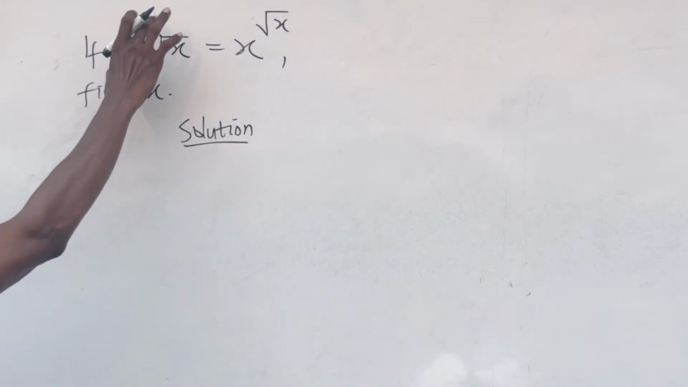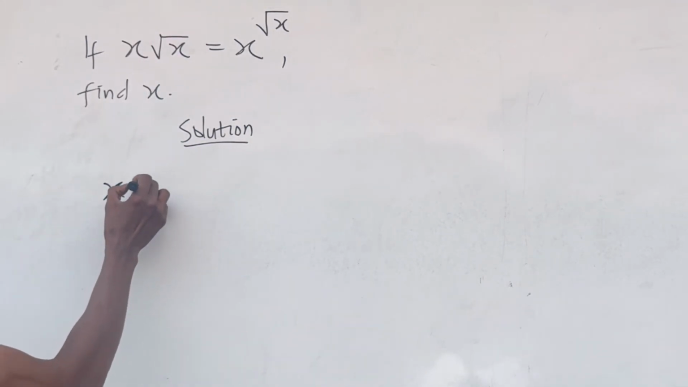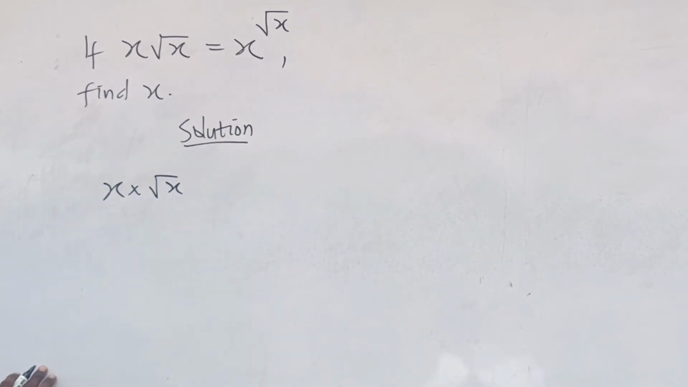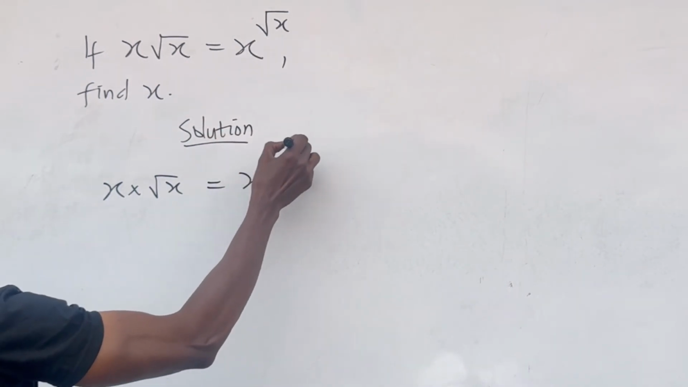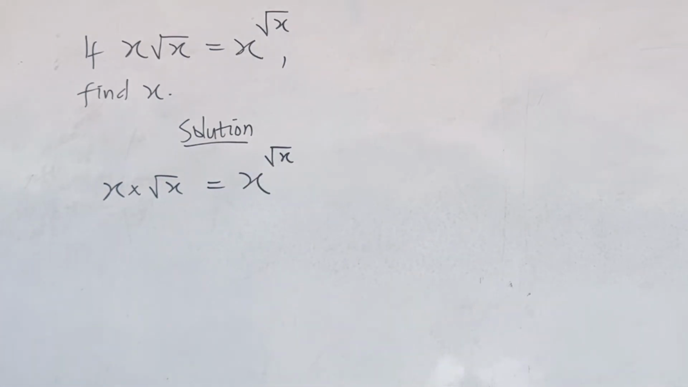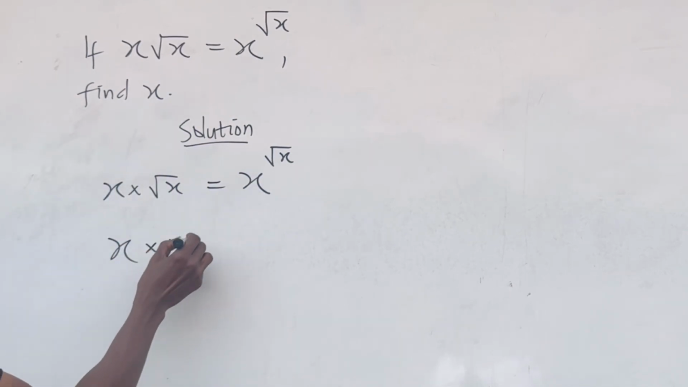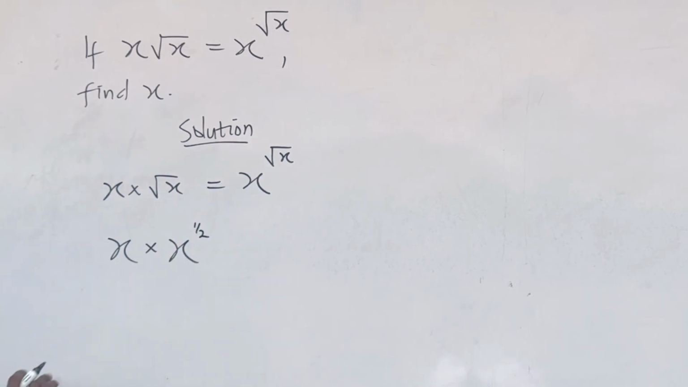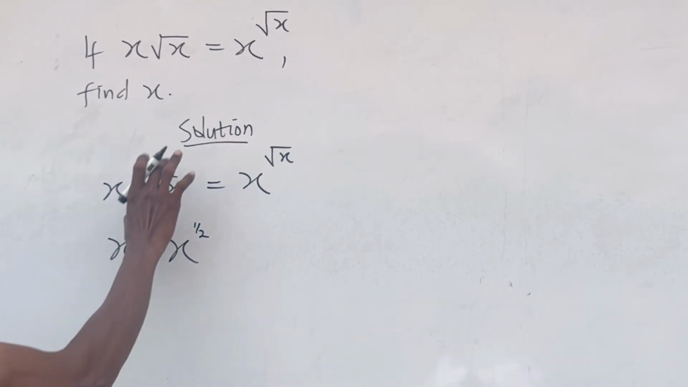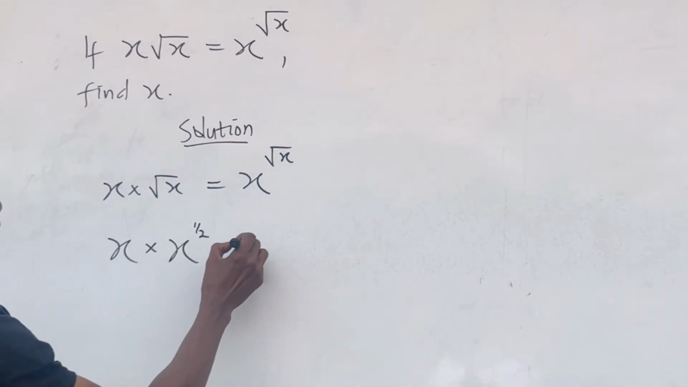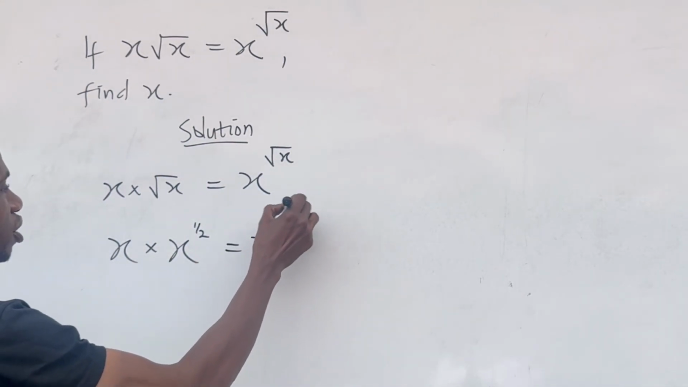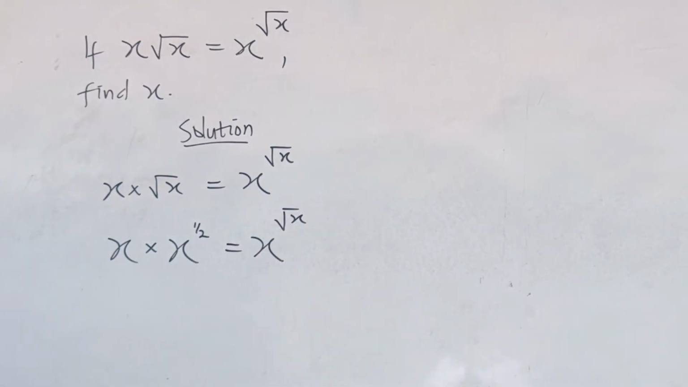Okay, so what we have here is x multiplied by root x equal to x raised to power root x. Now this can be written as x multiplied by x raised to power 1 over 2. Remember our law of indices, right? Our root law makes this possible. Equal to x raised to power root x on this side.